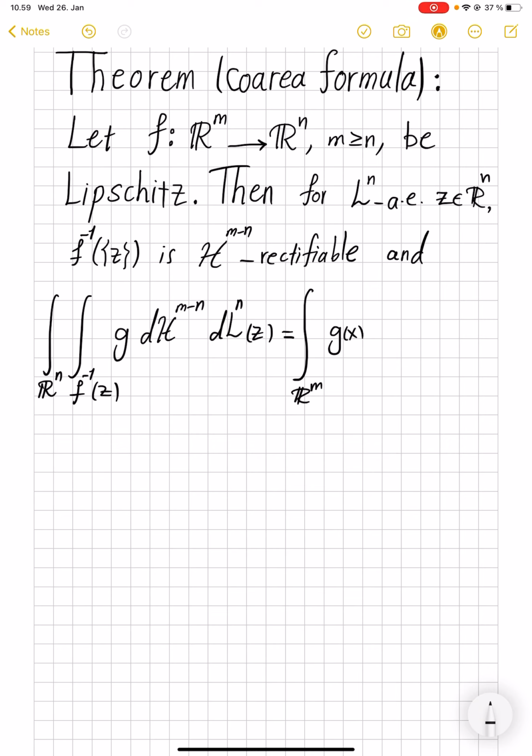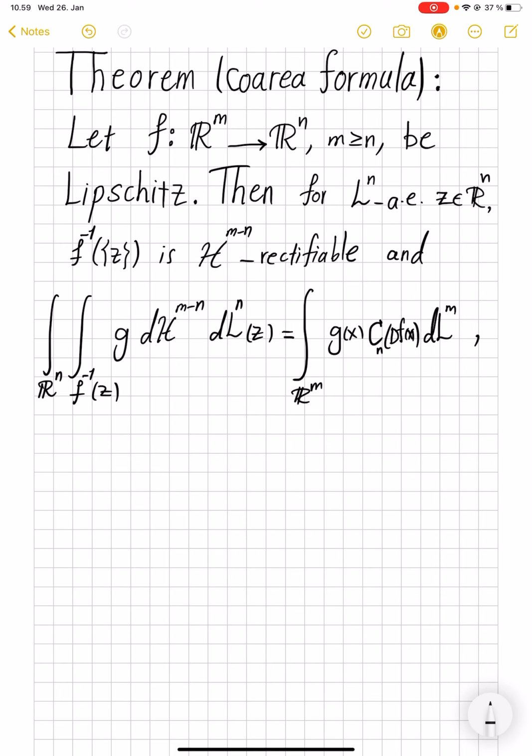The answer is almost. It cannot be, because you can take f to be, say, the constant function. And so there's no way we can have this equality, dLm. However, if you introduce a correcting factor, a kind of Jacobian, then it does hold.